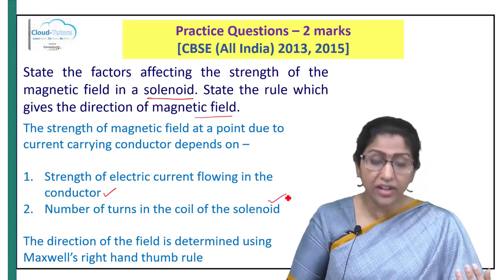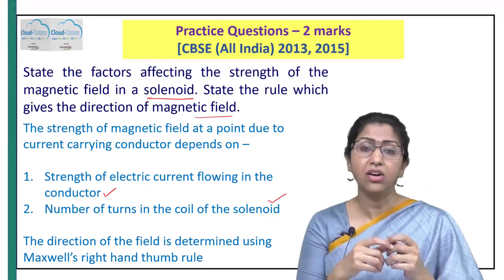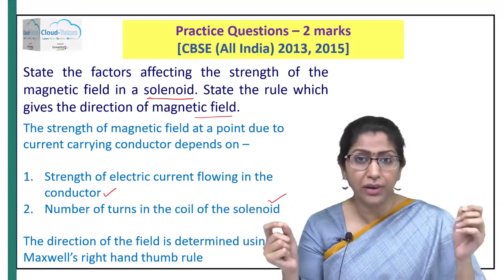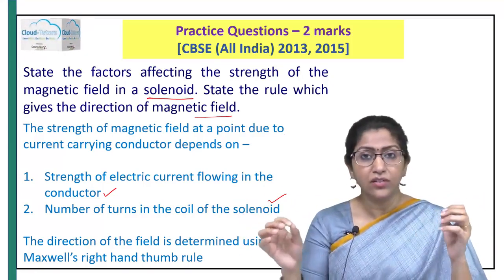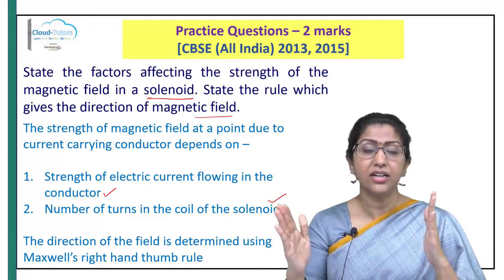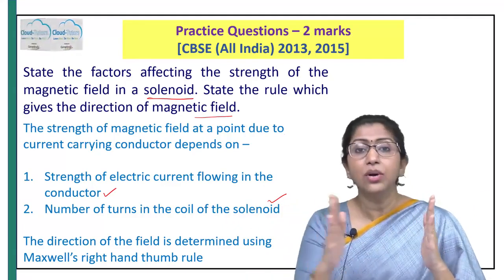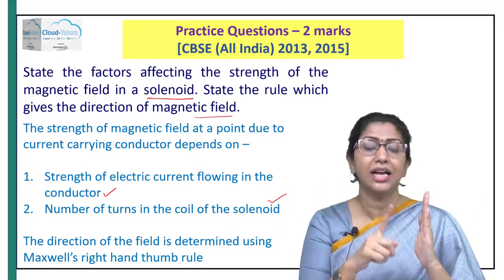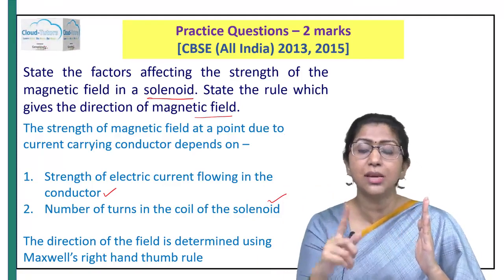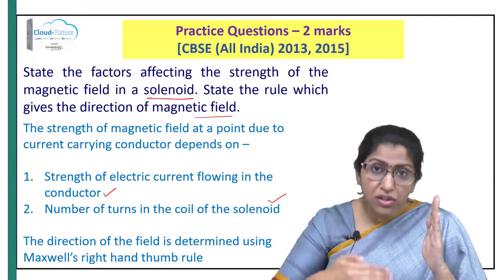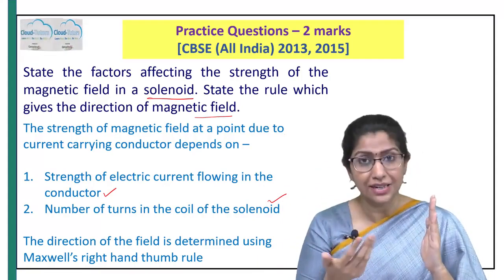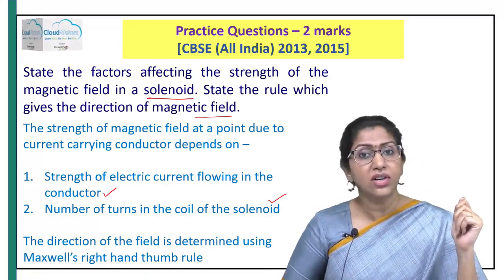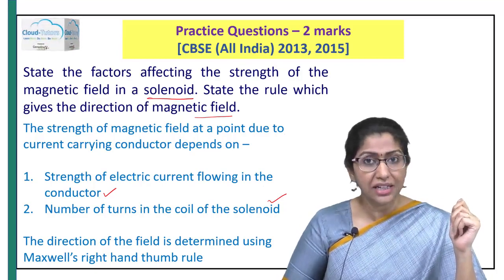Next, number of turns in the solenoid. Why is this important? Because when we increase the number of turns, we are basically increasing the length of the wire, right? When we increase the length of the wire, we are passing the electric current for a longer time and through a longer distance. Hence, for a longer amount of time, the charges keep on moving, and the induction of the magnetic field also sustains. Correct? So, the number of turns in a coil can be increased or decreased depending upon the kind of magnetic field that we need.